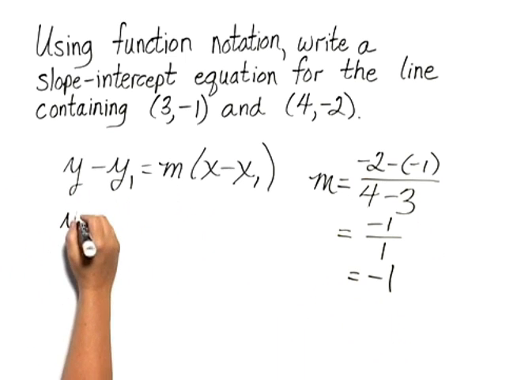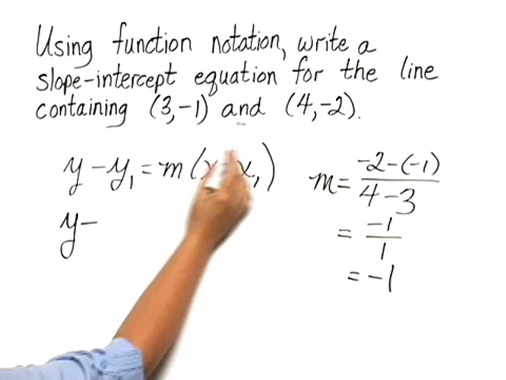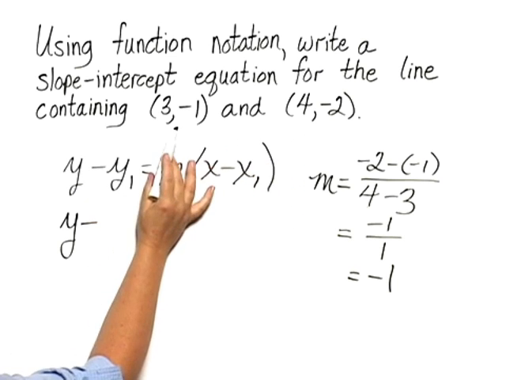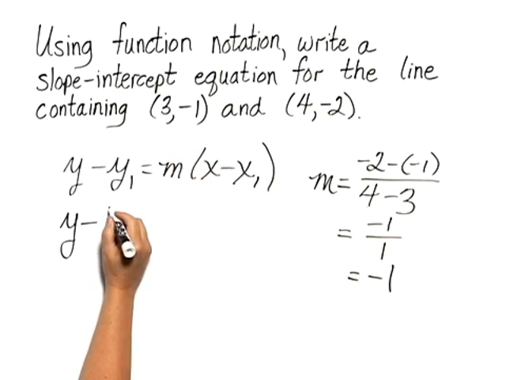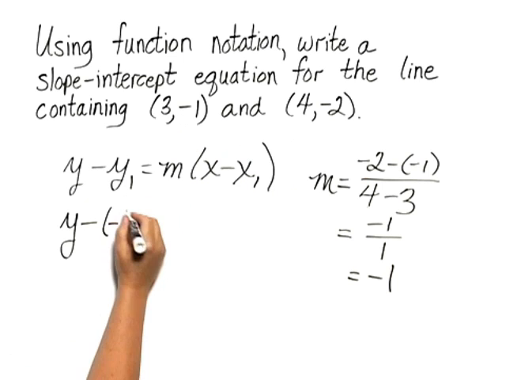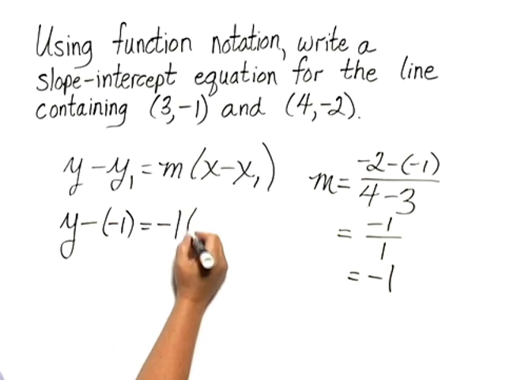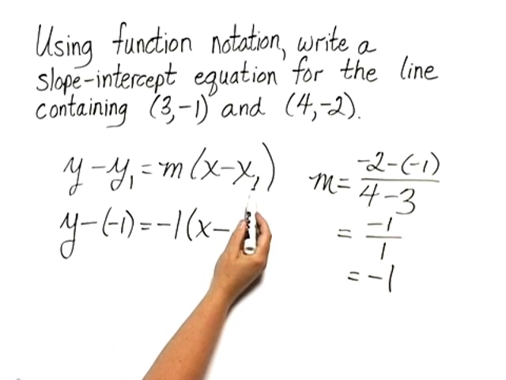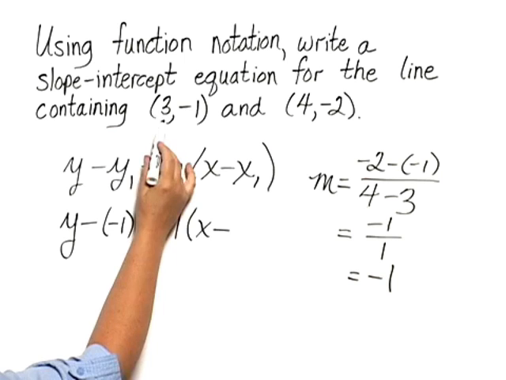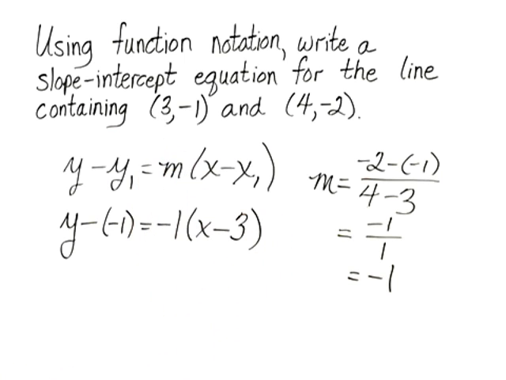I have y minus, now y sub 1, I can choose either point. I'll choose to use the first point, so my y sub 1 will be -1. I have y minus -1 equals m, that's -1, times x minus x sub 1 I need to pick from the same point, so that would be 3. Now this is an equation of the line, but it's not in the form that we're looking for.